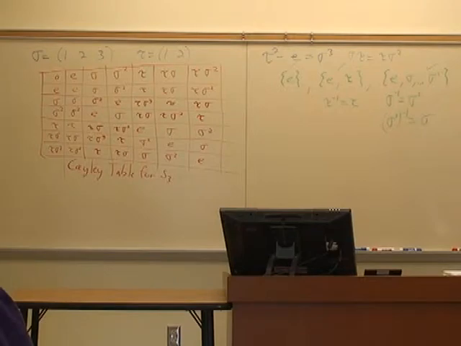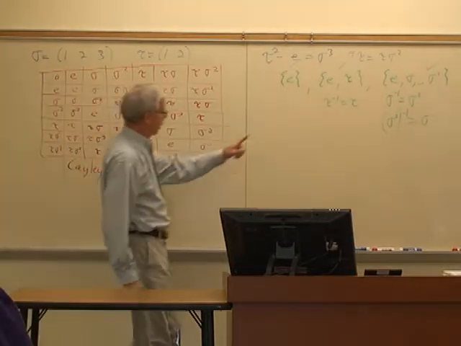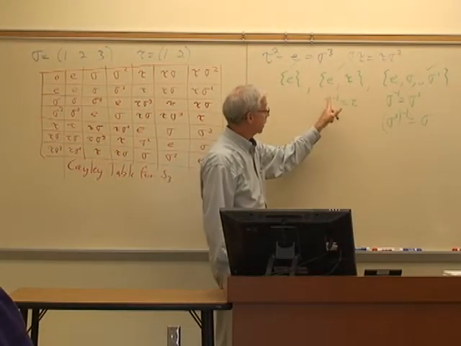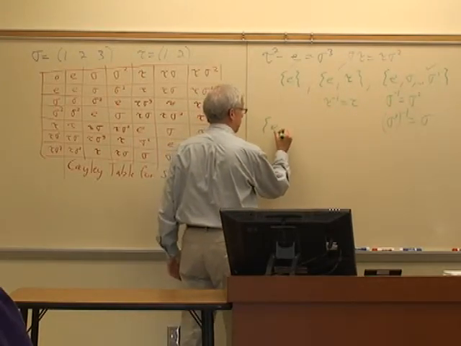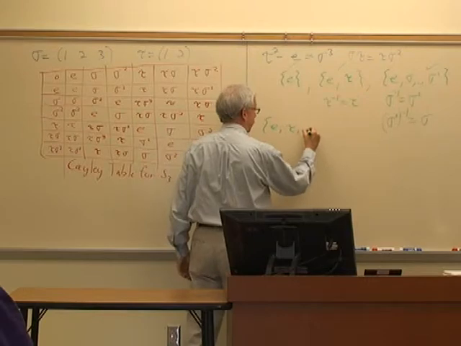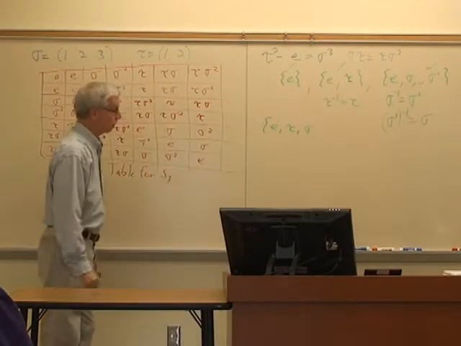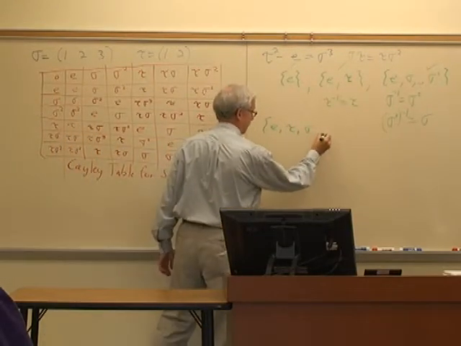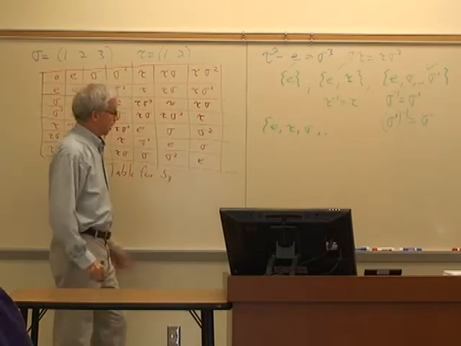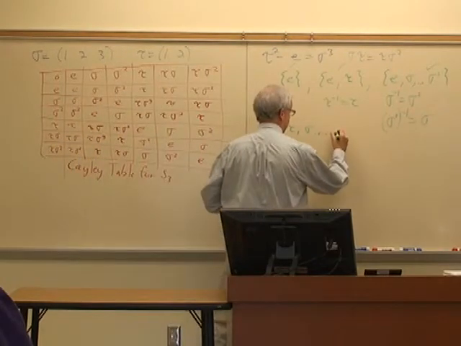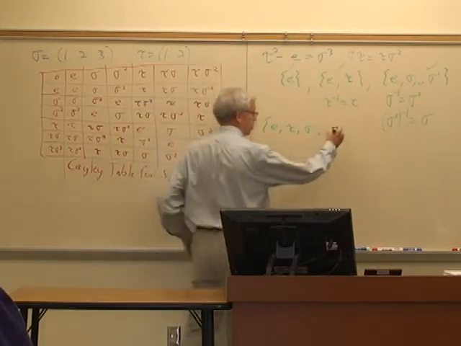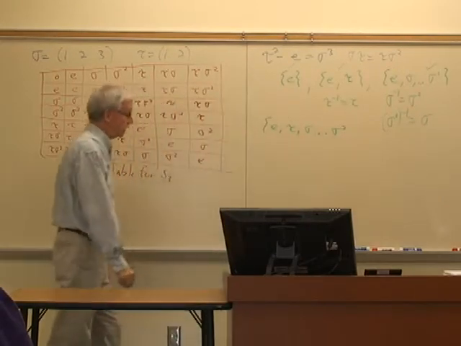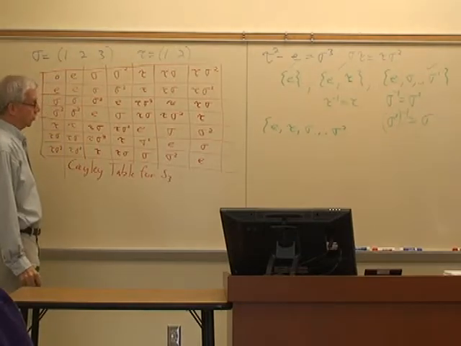Can we make any more? Well, in this one, I started off just with tau and the identity. Here I started off with just sigma. So let's try to do just E, tau, and sigma and see what we get. Well, I know I'm going to get sigma squared, right? It has to be in there because sigma times sigma has to be closed. So I need sigma squared.